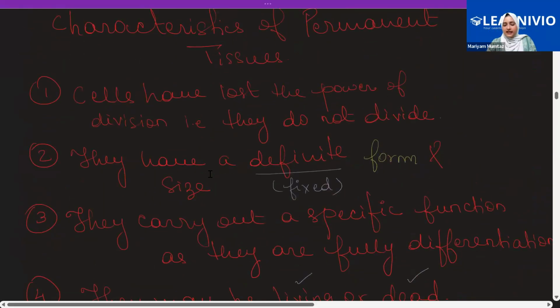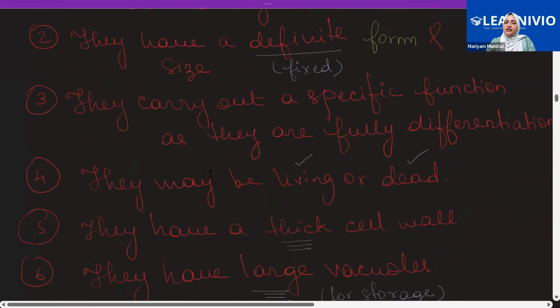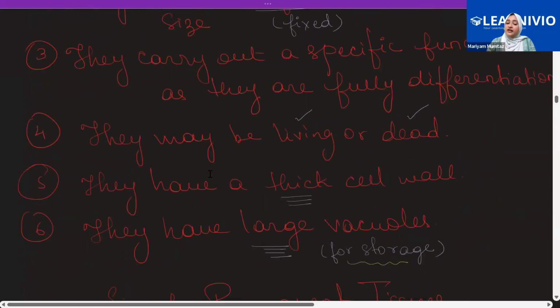Now, the cells that are present in the permanent tissue will not be having the power of division. So, they will not be able to divide. And that is why they will have a definite shape, definite size, definite form. Definite means fixed. It will not be varying. Nothing of that sort will be happening. It will be fixed. Now these carry out specific function.